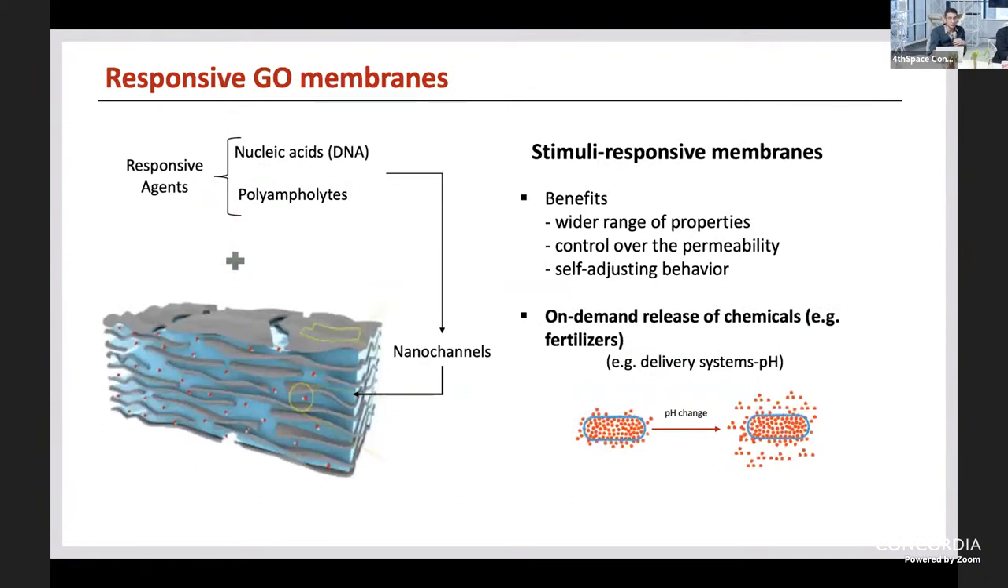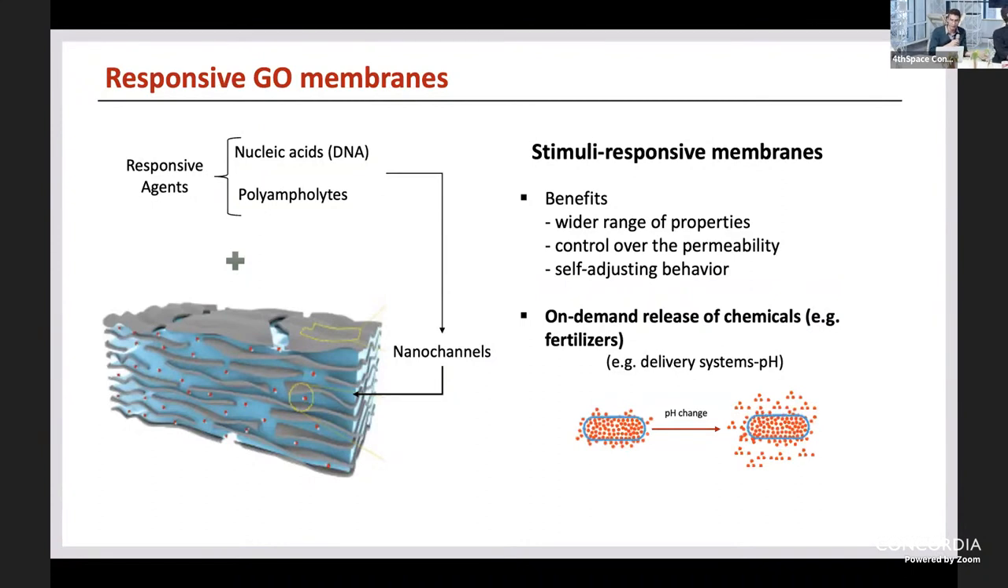In my PhD project, we're trying to incorporate specific molecular agents that are naturally responsive to their environment, to specific stimuli like the acidity or the chemical properties of their environment, into the graphene oxide membranes to extend this responsive characteristic to the whole membrane. This is very important for us because it allows the graphene oxide membrane to self-adjust its permeability to different molecules according to the needs of their environment.